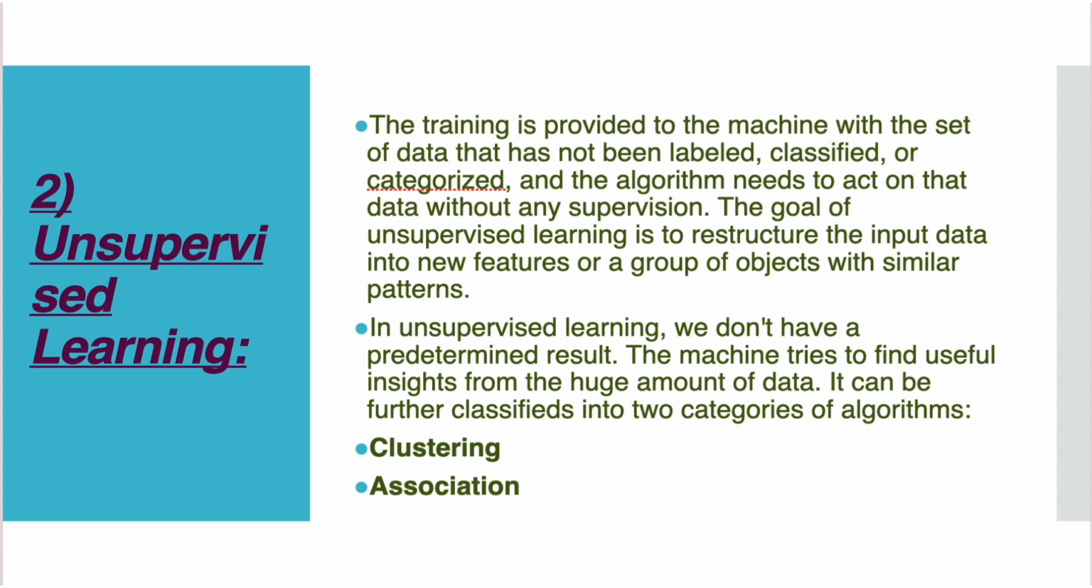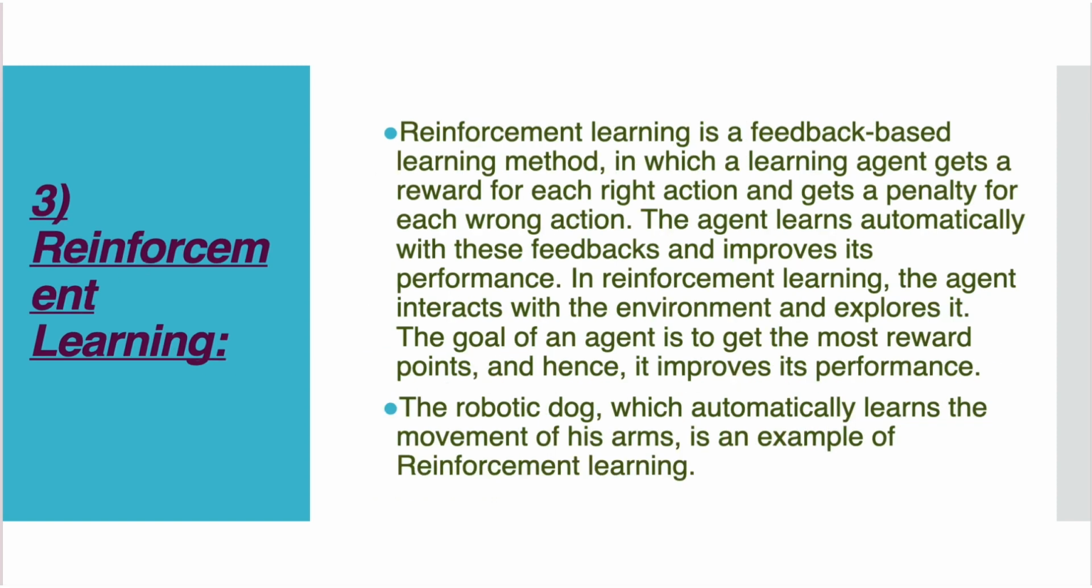Third is reinforcement learning. It is a feedback based learning method in which a learning agent gets a reward for each right action and gets a penalty for each wrong action. The agent learns automatically with these feedbacks and improves its performance. In reinforcement learning, the agent interacts with the environment and explores it. The goal of an agent is to get the most reward points, and hence it improves its performance. The robotic dog, which automatically learns the movement of its arms, is an example of reinforcement learning.